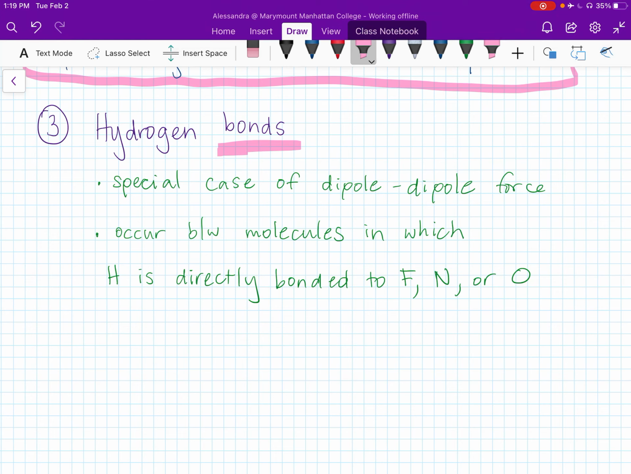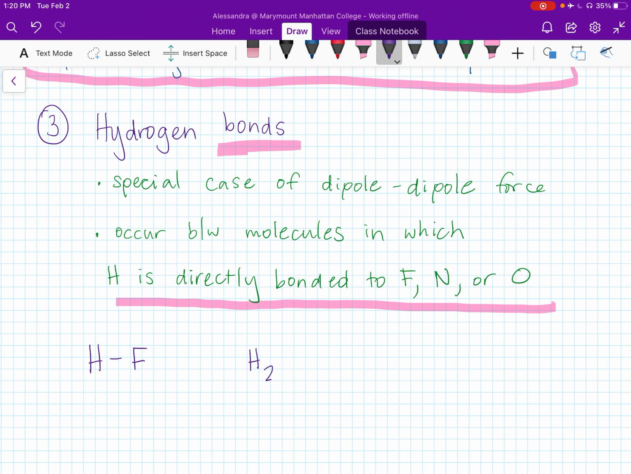Hydrogen bonds occur in polar molecules where hydrogen is directly bonded to F, N, or O. Let me give you some examples. The HF molecule, hydrogen's directly bonded to fluorine, that would show hydrogen bonding. Water, H2O, hydrogen directly bonded to oxygen. This would show hydrogen bonding. Ammonia, NH3, hydrogen is directly bonded to nitrogen. That molecule would show hydrogen bonding.